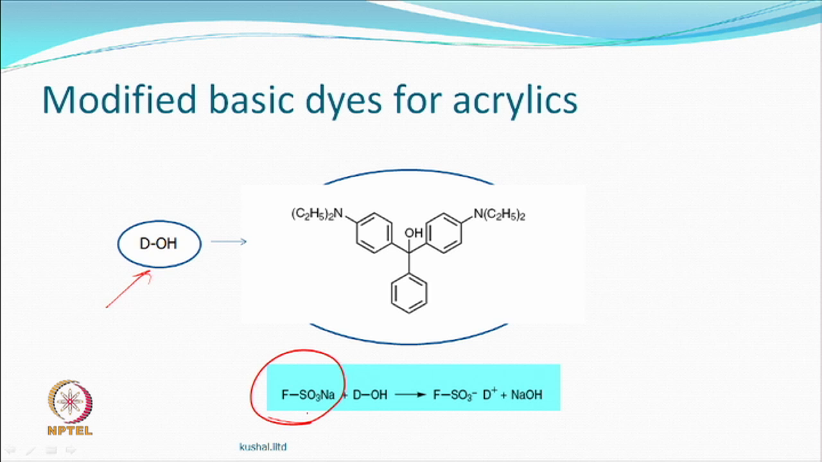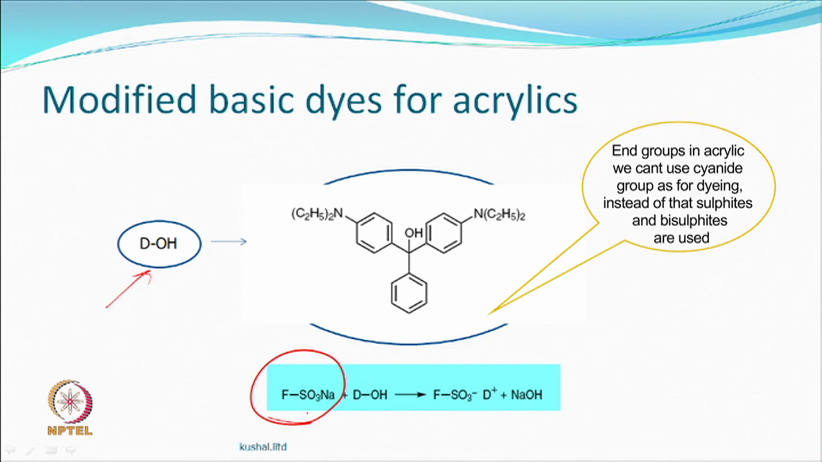but once it vaporizes, which is from the paper to the fabric it goes, there it can do this reaction, which you know this type of groups are available on acrylic fiber. From where do they come, these groups? Anybody else? Sir, the end groups in acrylics, we can't use cyanide group as for dyeing. Instead of that, sulfides and bisulfides group.